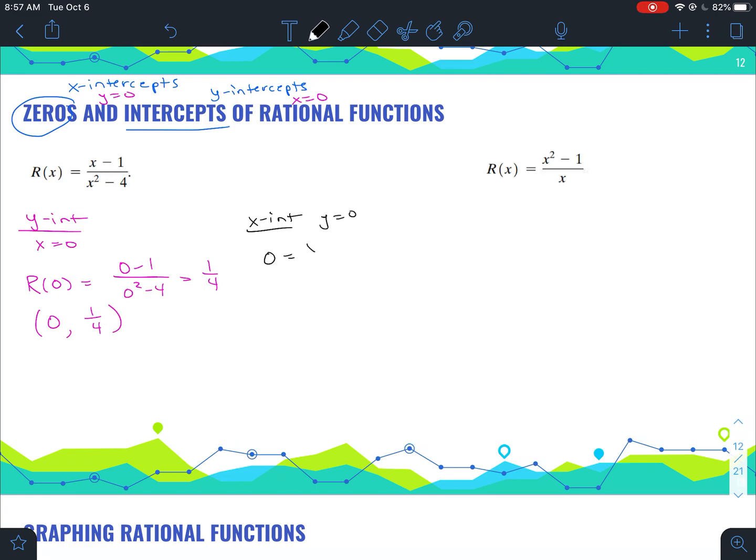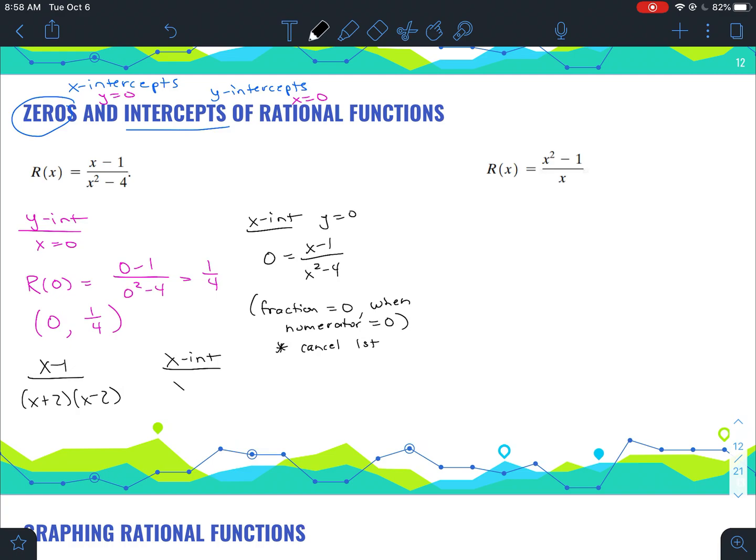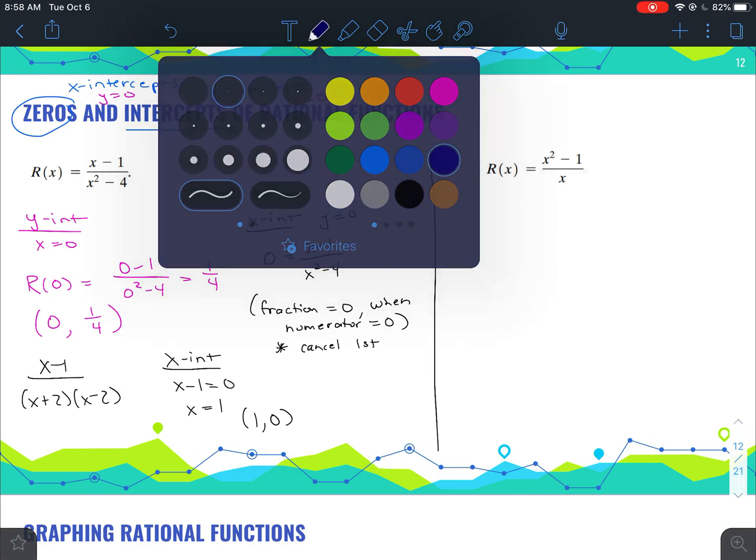To find the x-intercepts, again, you're going to let y equal 0. So we would have 0 equals x minus 1 over x squared minus 4. The only way for a fraction to equal 0 is when the numerator equals 0. So the only way to have an x-intercept is when the numerator equals 0, but you need to cancel first. So factor and cancel first. So this would be x minus 1 over x plus 2 times x minus 2. Nothing cancels, so the only x-intercept would be when the numerator equals 0. So I have an x-intercept at 1, or at the point 1, 0.